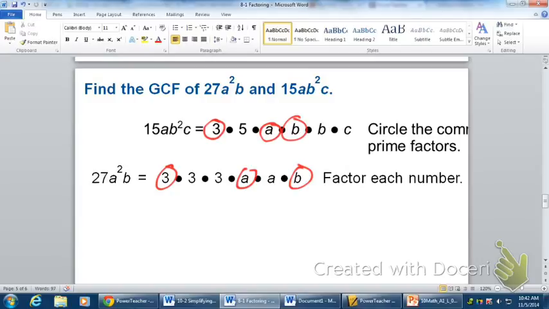Now, lastly, we can just put these together. I got a 3, I got an A, and I got a B. But you have 2 A's and 2 B's. Well, you're just determining which ones are the same. You don't double them up. You just put that number down. Okay? So that is the greatest common factor of both those numbers.